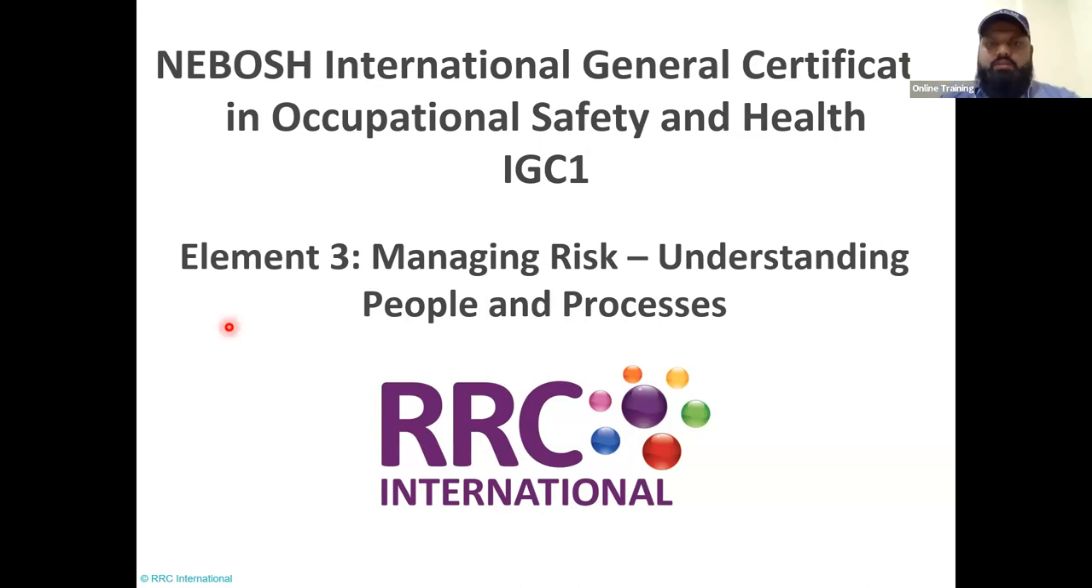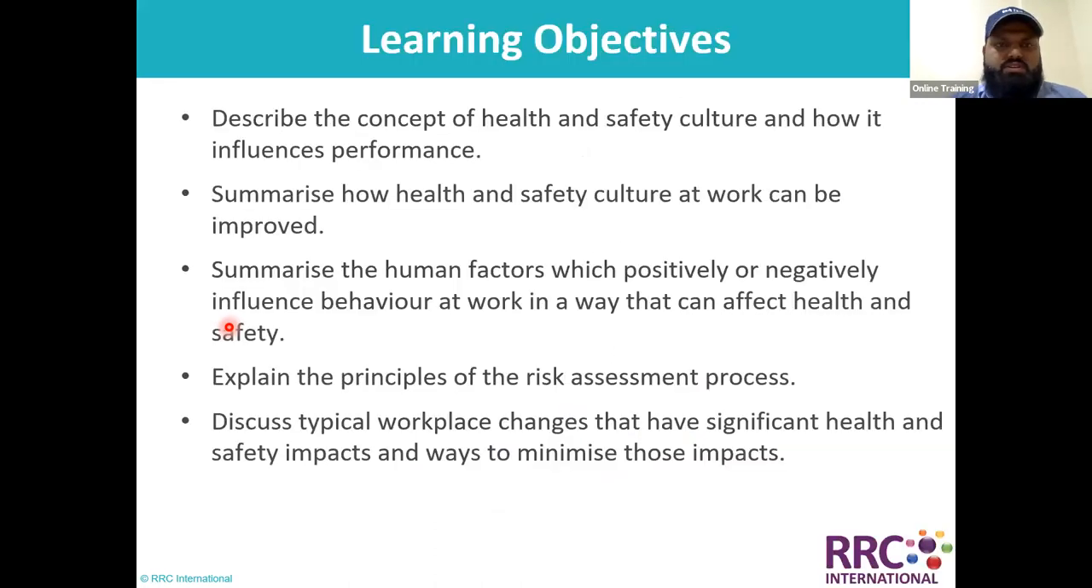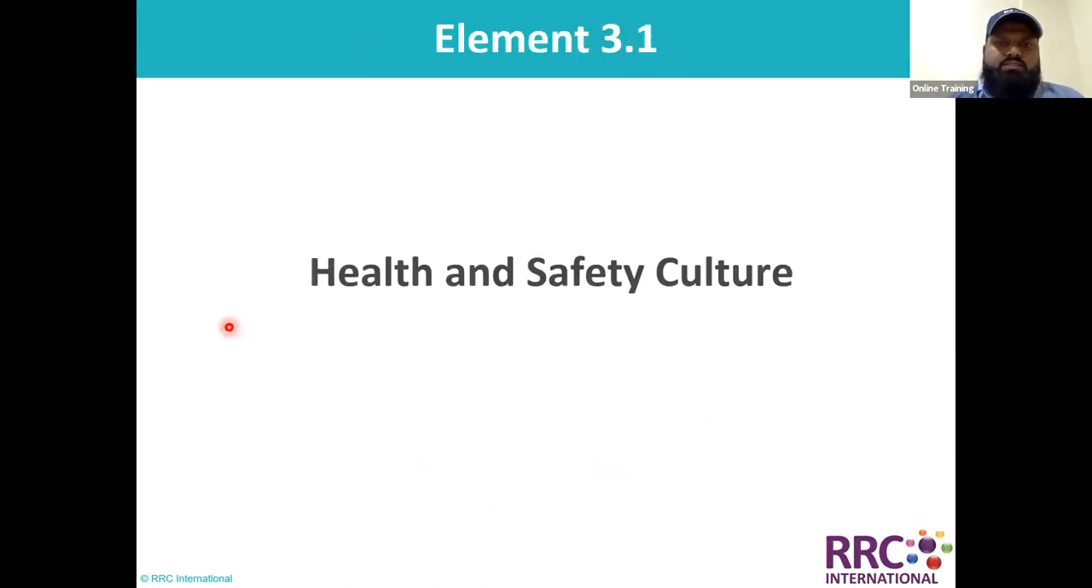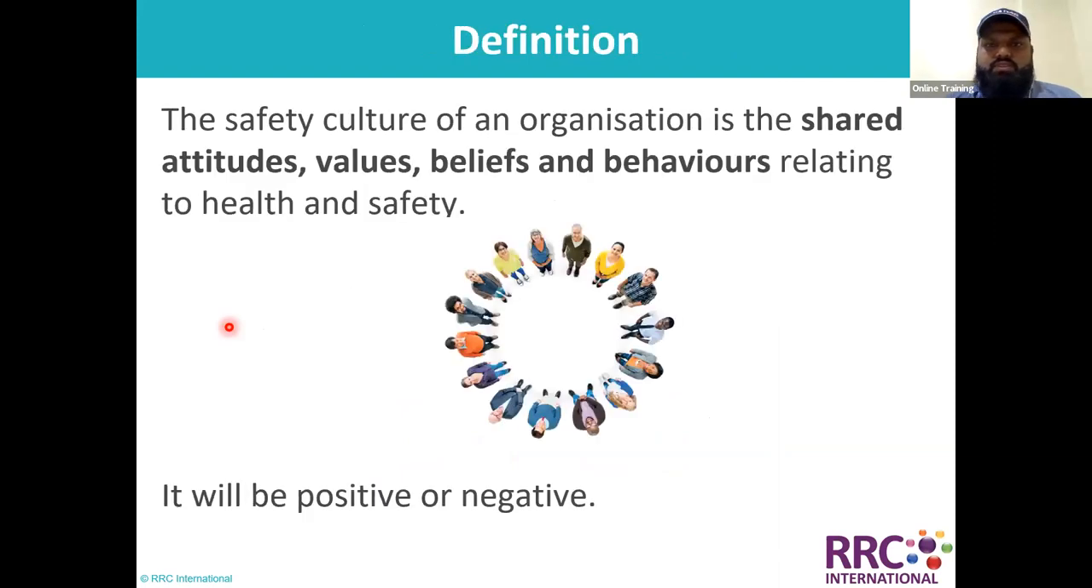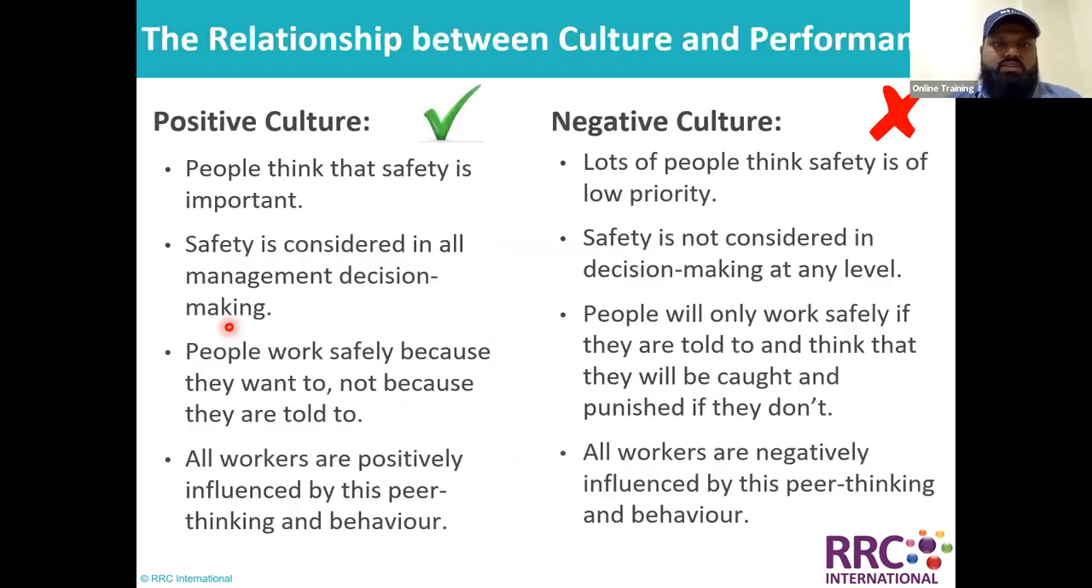Yeah, so in element three, what did we discuss? We discussed how we are going to manage the risk, how we are going to understand the people and the process. What are these in this element? First, we started discussing the health and safety culture. We had a definition of health and safety culture. Then we saw the impact of health and safety culture on performance: if we have a positive health and safety culture, what would be our performance? If we have a negative health and safety culture, what would be our performance?